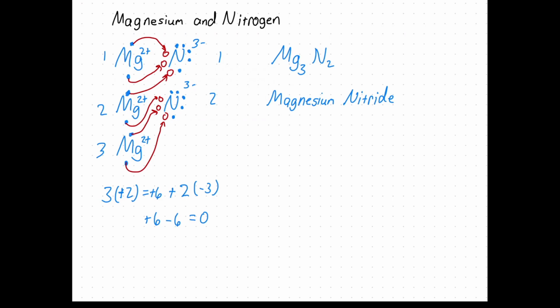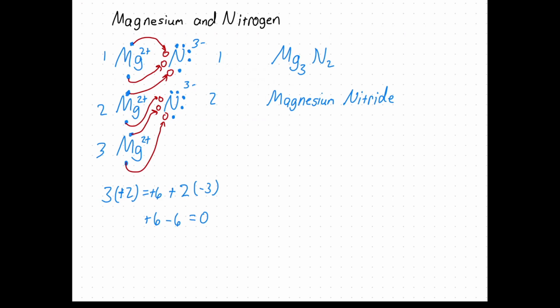Again, there's no prefixes because there's no other way to arrange a certain number of magnesiums and a certain number of nitrogens to make a stable outer octet for everybody and to make a neutral compound. So this is what we have, Mg3N2, and this is our goal basically. But there's a little bit of an issue.